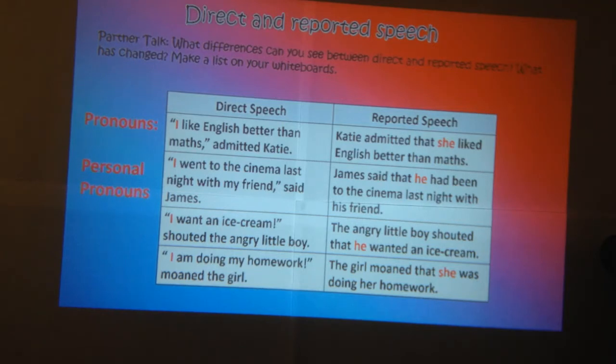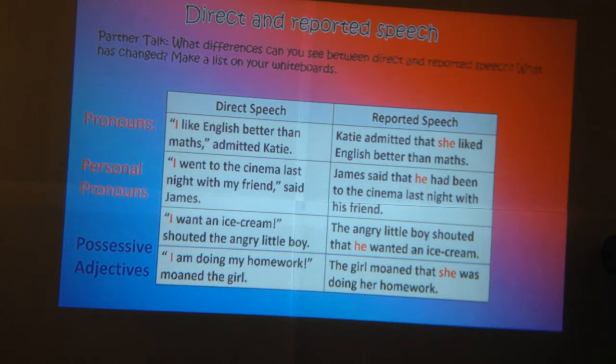If you notice, in reported speech we do not use the pronoun I. We switch it and use the personal pronouns she, he. So notice the difference. In direct speech we tend to use the personal pronoun I, but in reported speech we use the pronouns she and he, because we are reporting what the person said, as opposed to directly saying it using speech marks.